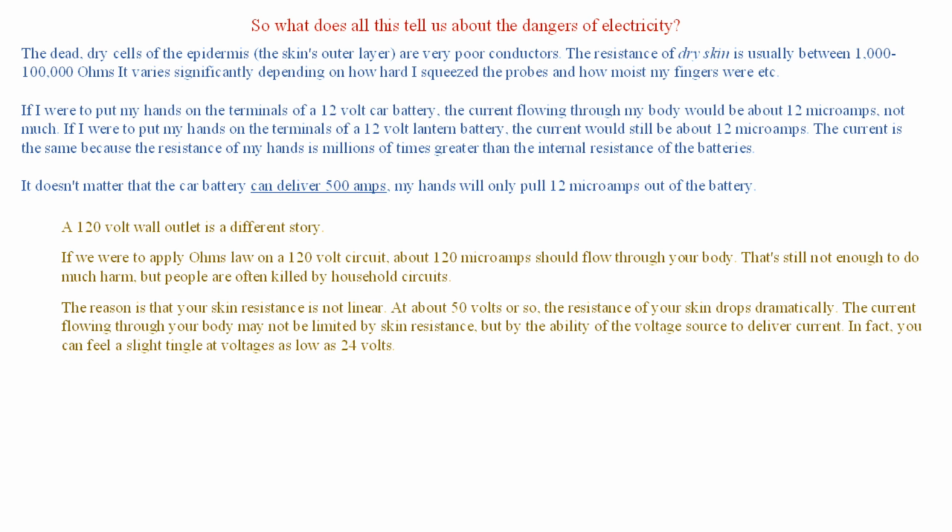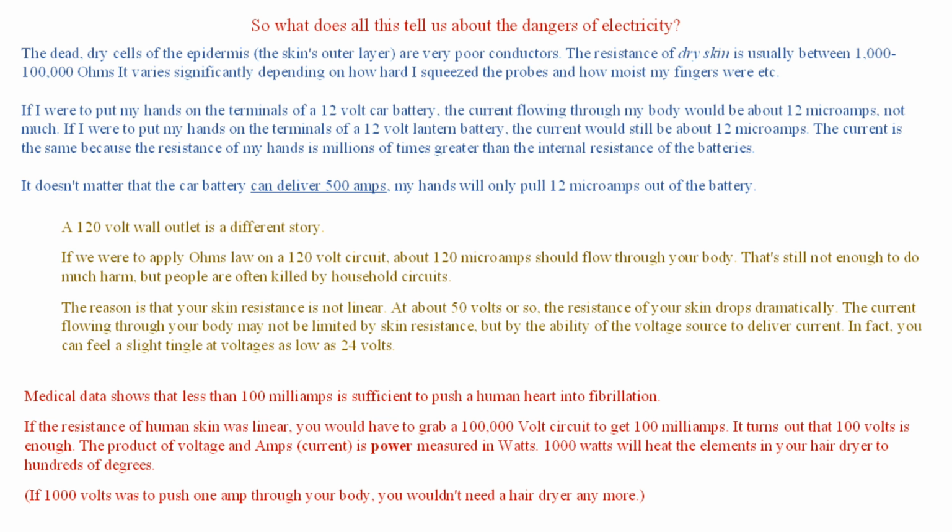At about 50 volts or so, the resistance of your skin drops dramatically. The current flowing through your body may not be limited by skin resistance at all, but by the ability of the voltage source to deliver current. In fact, you can feel a slight tingle at voltages as low as 24 volts. Medical data shows that less than 100 milliamps is sufficient to push a human heart into fibrillation.